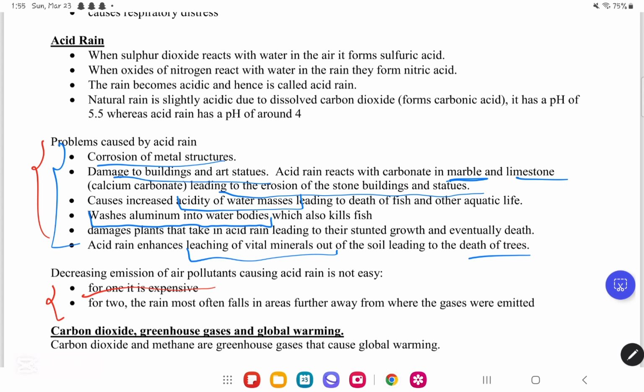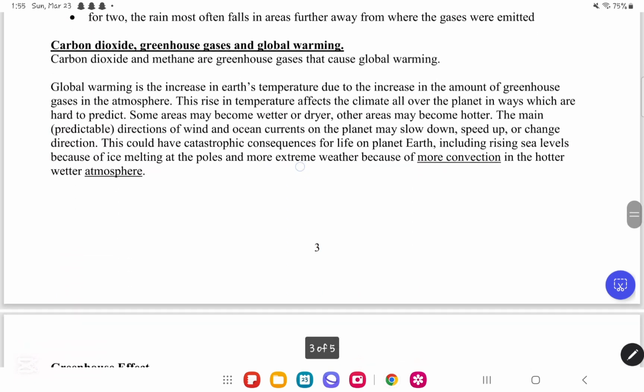Like if you were to move the whole industry to another place alone, it would still be very difficult because the rain will form in areas further away from where the gases are emitted. So you have no clue on how to protect the citizens and the area.